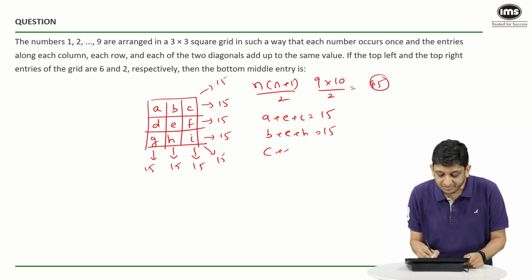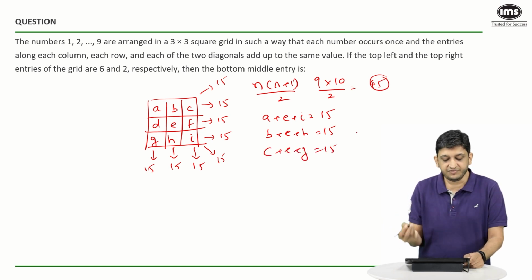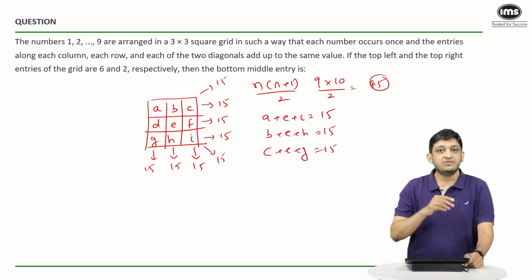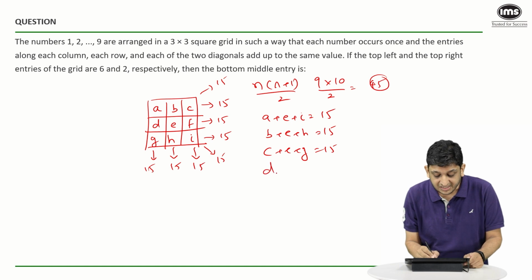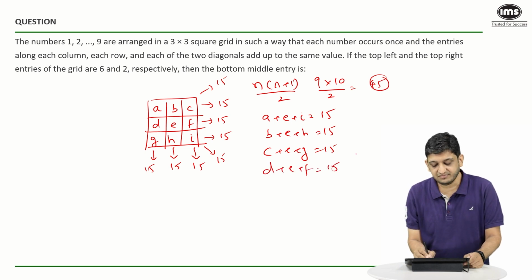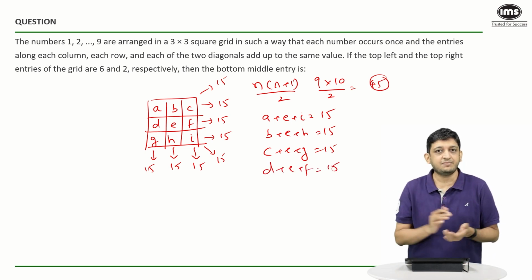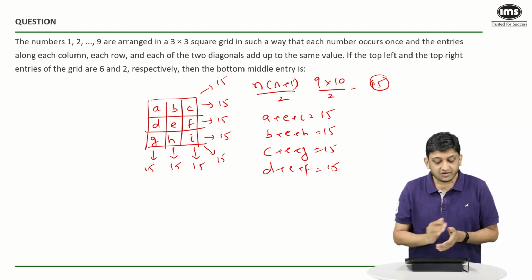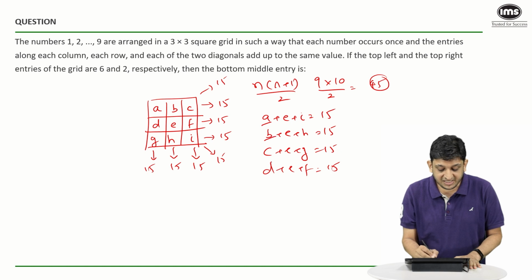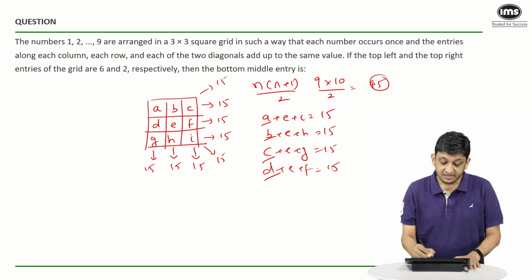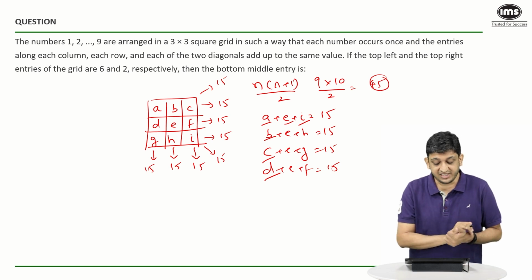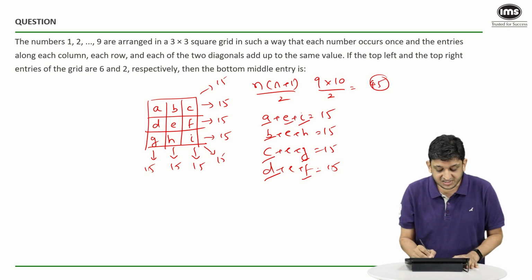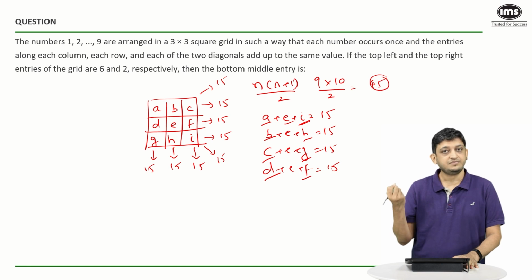What about C plus E plus G? Again 15, because the other diagonal will have numbers that add up to 15. What about D plus E plus F? Obviously 15, the second row will add up to 15. Now if you look at whatever numbers we have written here, what do we get? A plus B plus C plus D plus E, and there are a lot of E's, we will take one of those E's, plus F plus G plus H plus I.